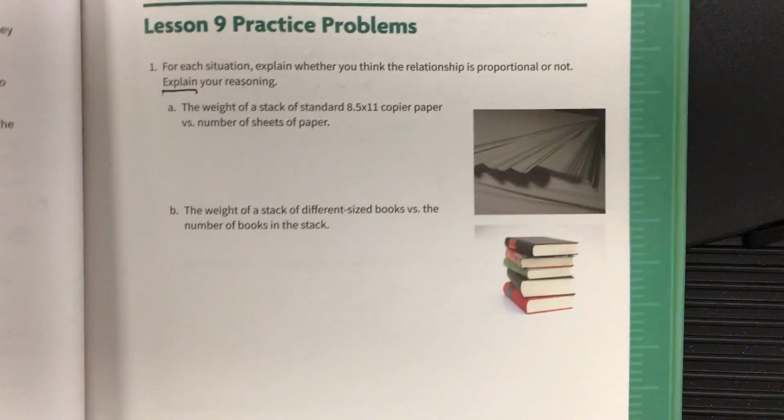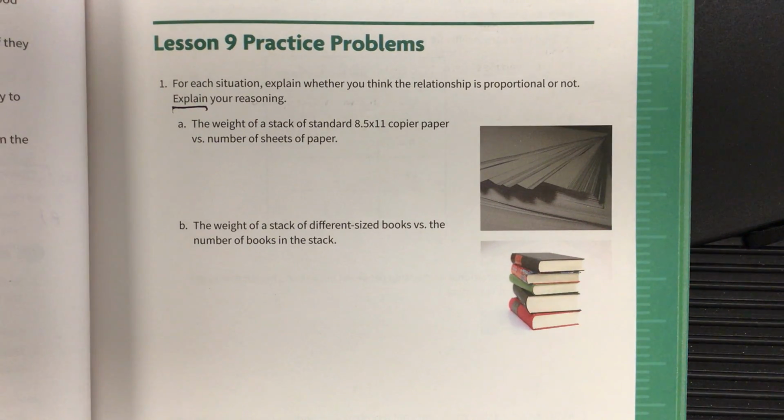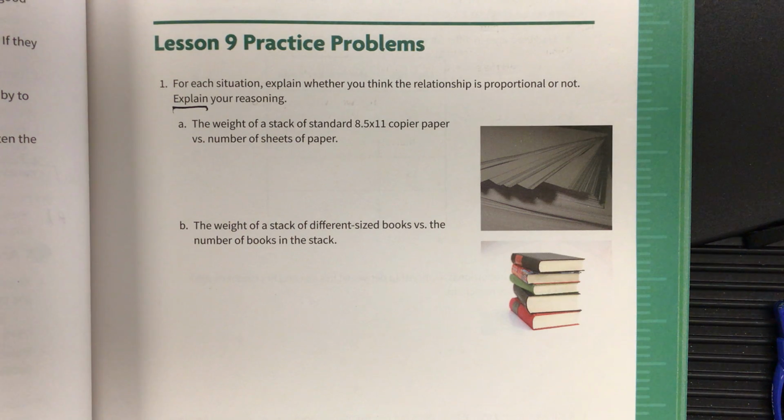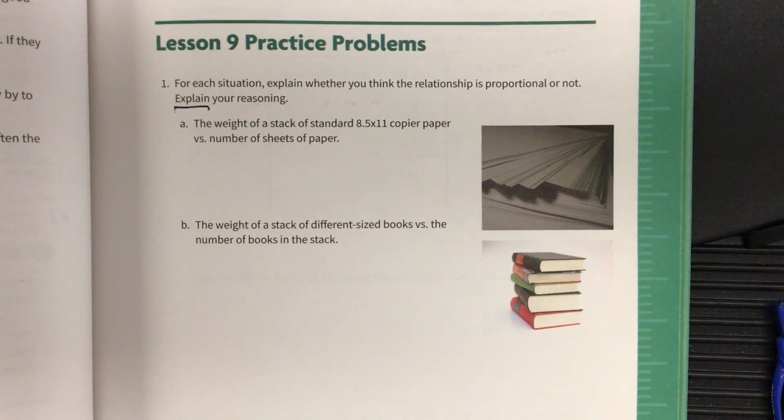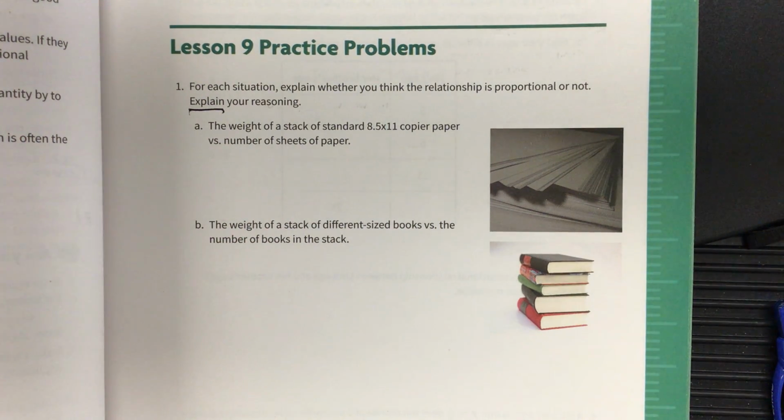Page 77 from the homework. Do you think it's proportional or not? So it's simply a yes or no question, and then it does say explain why. So if I take paper out of a copy machine, that's a standard 8.5 by 11.